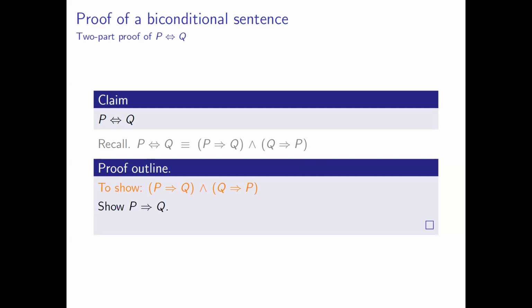Such a proof consists of two parts. One part to show that P implies Q, which we also refer to as the forward implication, and another part to show that Q implies P, the backward implication. We can use any method to prove each of these conditionals.